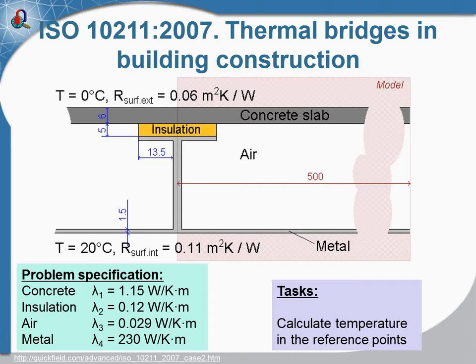The geometry model features vertical symmetry, so only the right half is simulated. And on the axis of the symmetry, we will set the zero heat flux boundary condition.